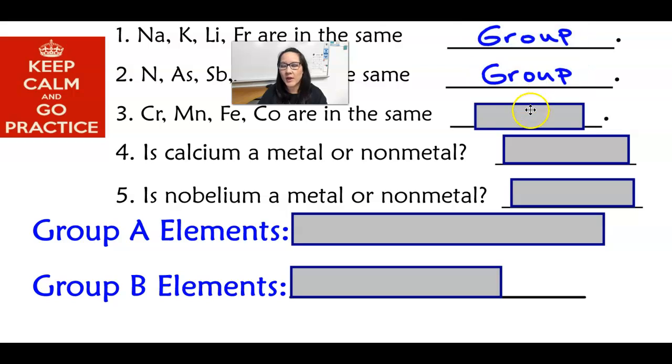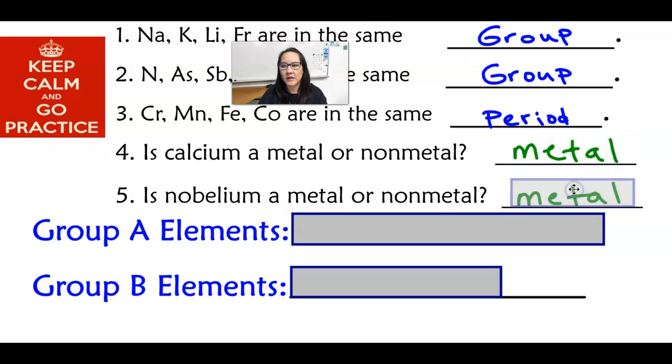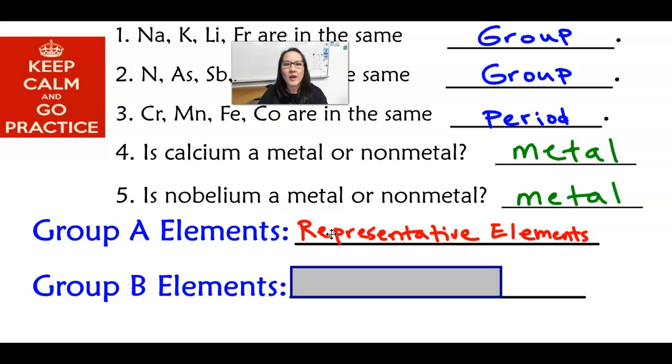Number 1 is group, number 2 group, number 3 period, number 4 metal, number 5 metal. Group A elements are the representative elements, and group B elements are the transition metals.